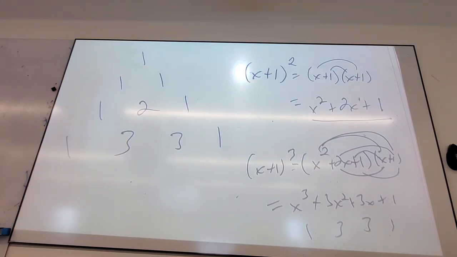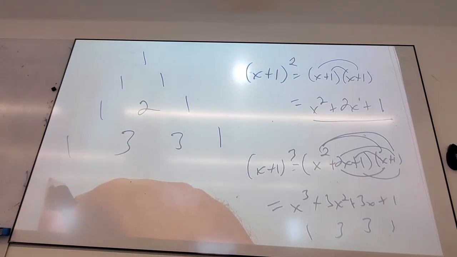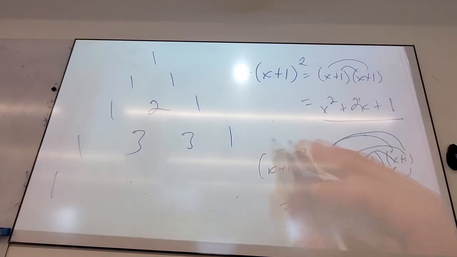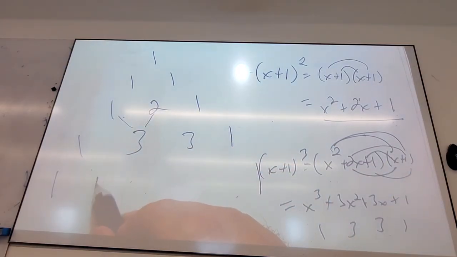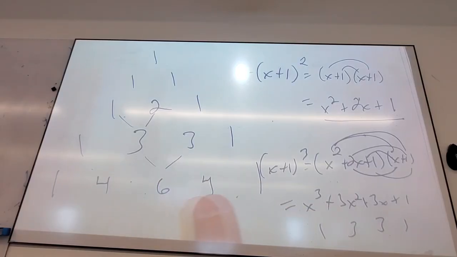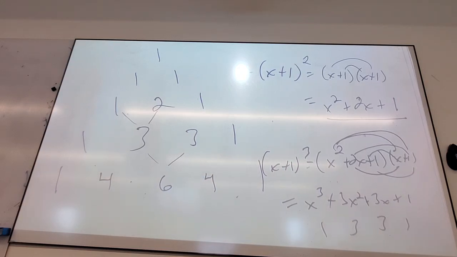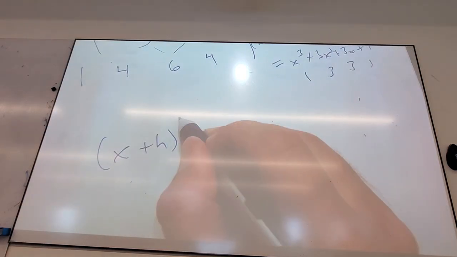Has anyone ever seen this before? Yes? This is called Pascal's triangle. Do you see how to make the next level of it? 1's on the outside. 1 plus 2 is 3, so what goes here? 4. What goes here? 6, 4, 1. So if I did a fourth power, the coefficients would be 1, 4, 6, 4, 1. Yes? Now, real quick.